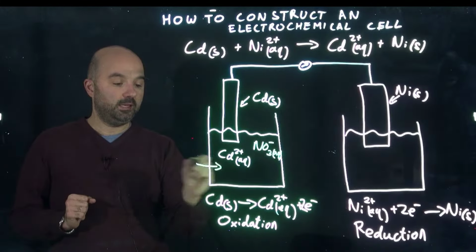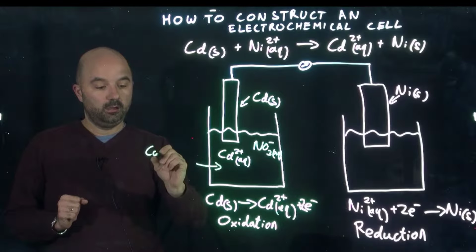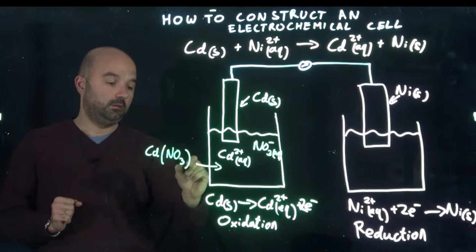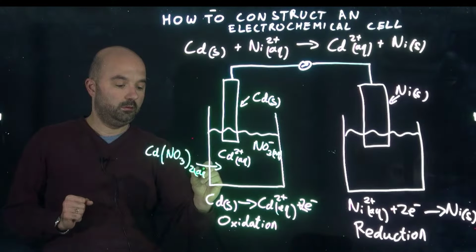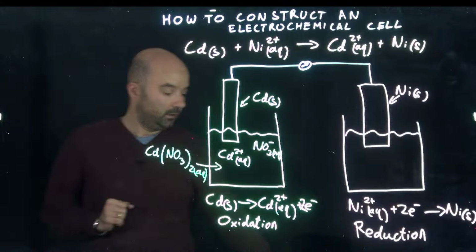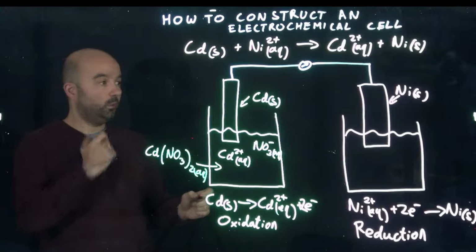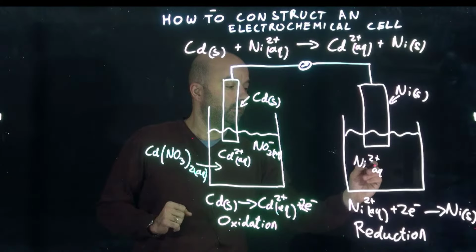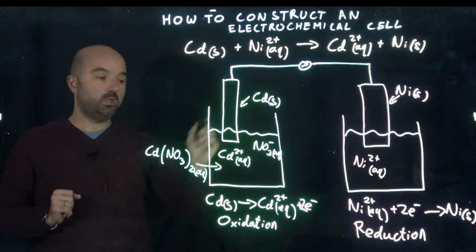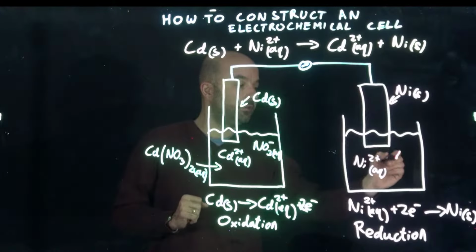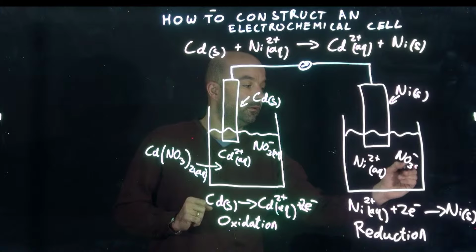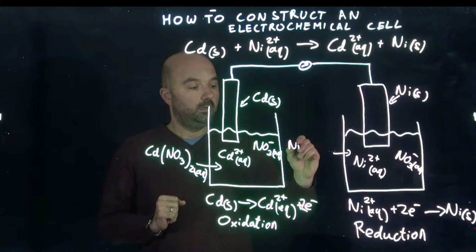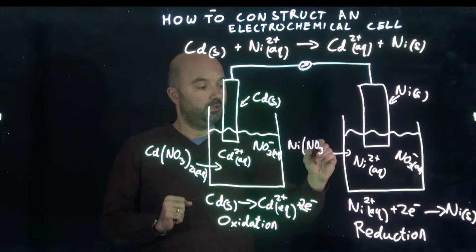So the aqueous media here would be our cadmium nitrate aqueous solution. And on this side, we're going to have our nickel ions in solution, so Ni2+. And again, we can use nitrates as the opposite ion in solution here. And so that means that this aqueous media here would be nickel nitrate.